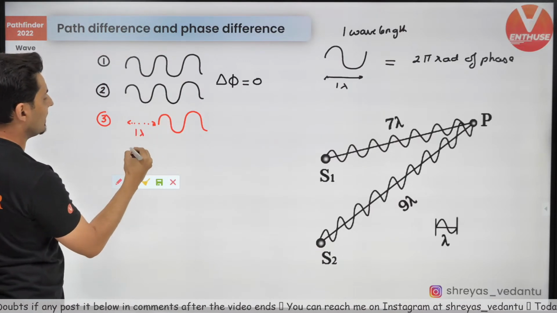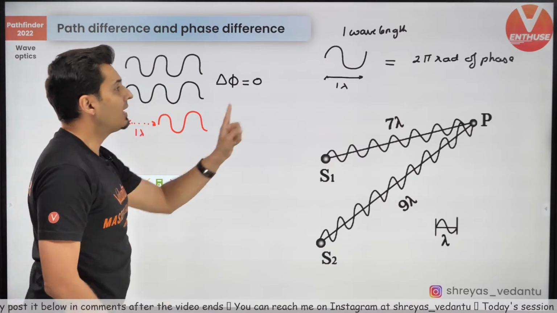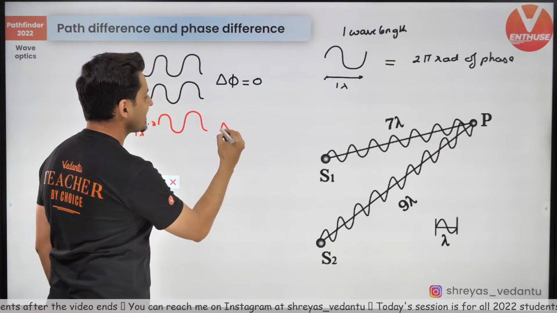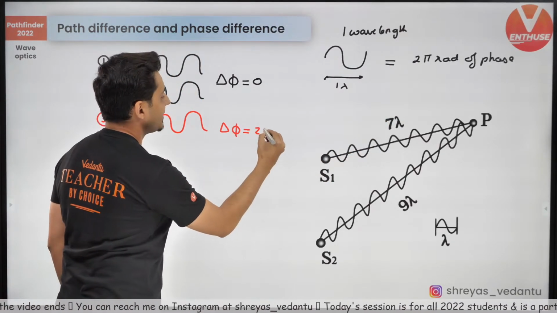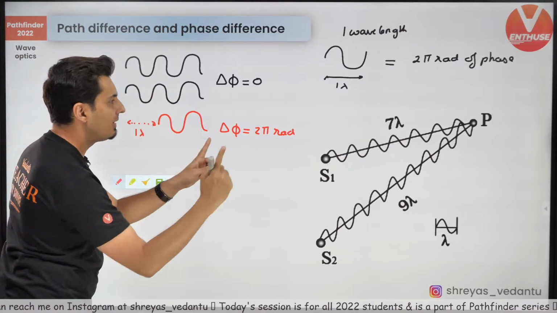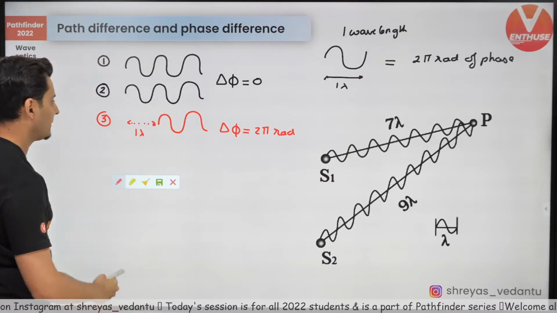So this is exactly 1 wavelength. What is 1 wavelength? 1 wavelength is nothing but 2 pi radians. So in this case, the phase difference is 2 pi radians. You can see that there is a gap of 1 wavelength, so that is basically 2 pi radians.